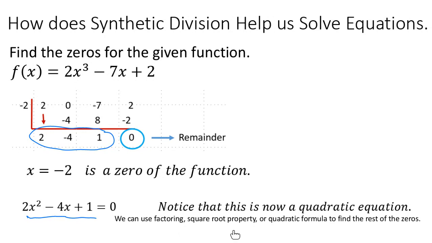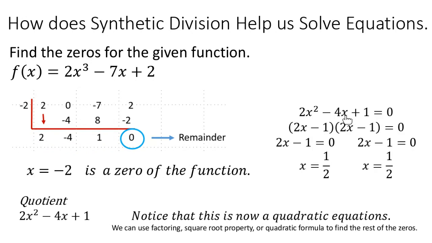We can factor. We can use the square root property if it's available or if it's in the format, or we can use the quadratic formula. So we would take our quotient, right here is my quotient, set it equal to 0. I always like to try and factor, but if it doesn't factor, then you can use the quadratic formula. This is going to factor, okay? So this is going to factor, and then we get 2x minus 1 equals 0, and 2x minus 1 equals 0. So we get x equals a half and x equals a half. And so this is 1 zero here, this is 1 zero here, and then the third zero is the one that gave us this remainder of 0.